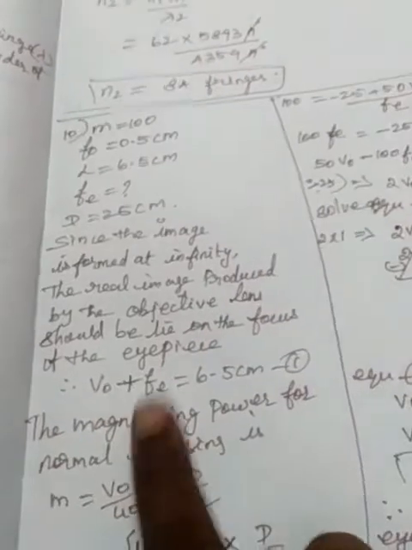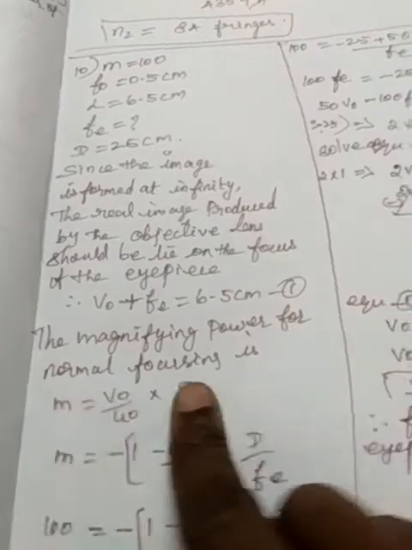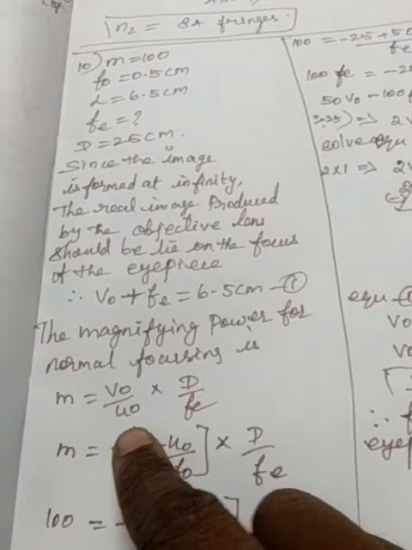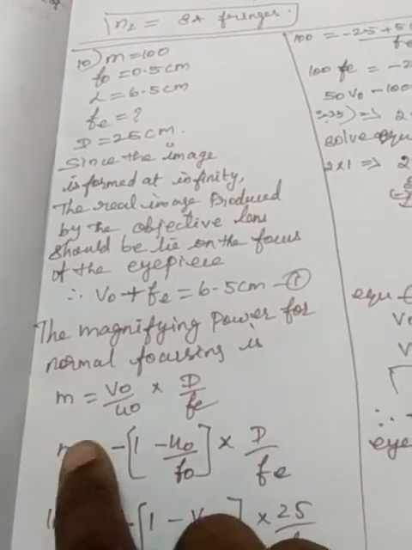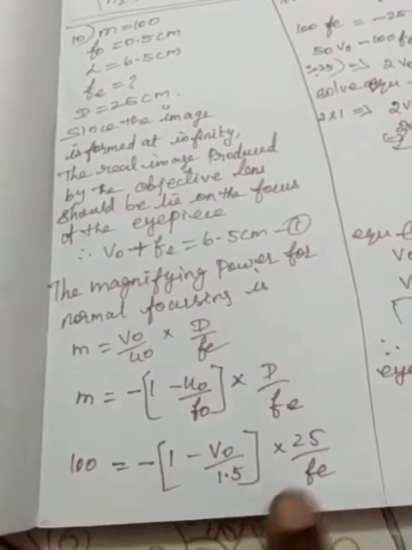You have to read this one. v0 plus fe equivalent to 6.5 centimeter. So the magnifying power for normal focusing is m equivalent to v0 divided by u0 into d by fe. So we have to take the value of m as minus 1 minus v0 divided by f0 into d by fe. The value of m is already given as 100, equivalent to minus 1 minus v0 by f0, where the value of f0 is 0.5, into 25.